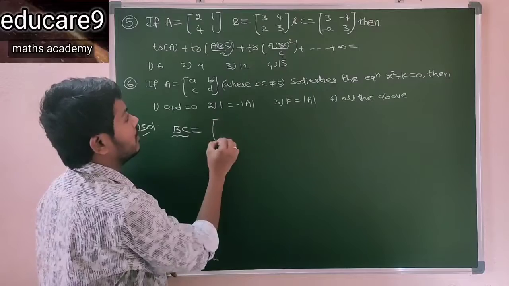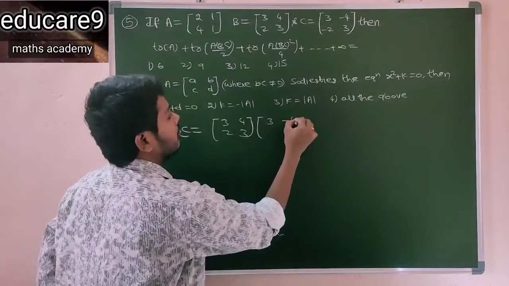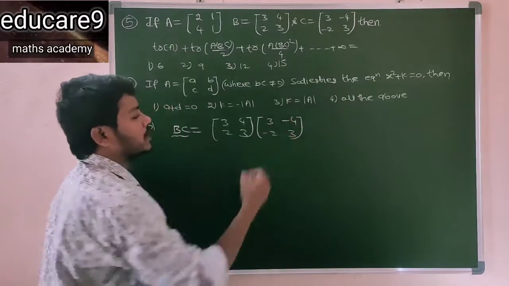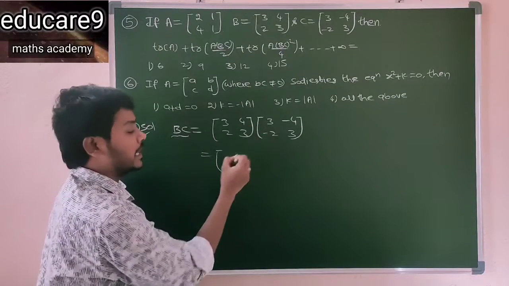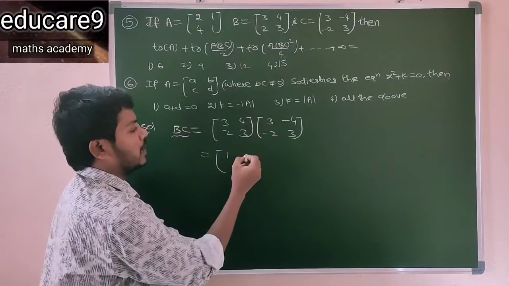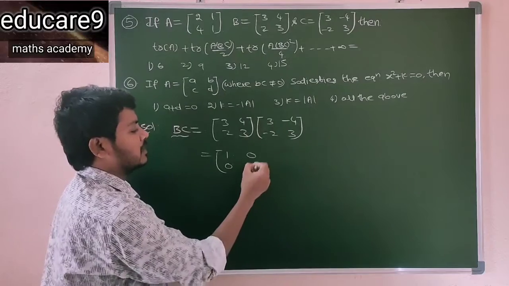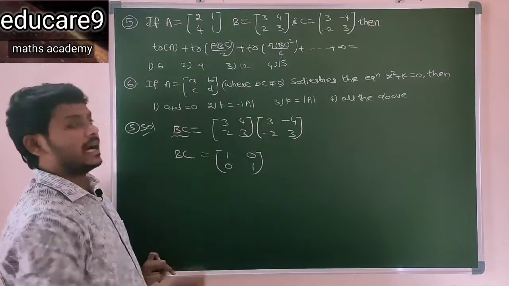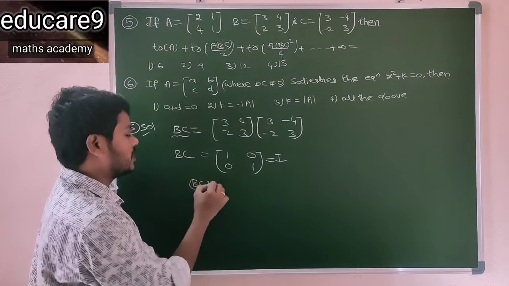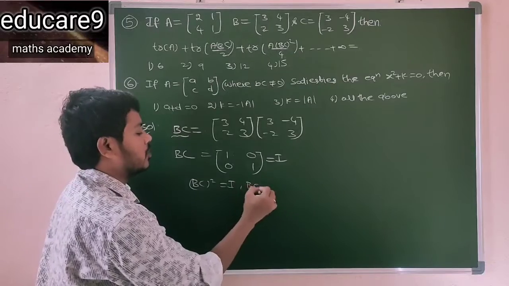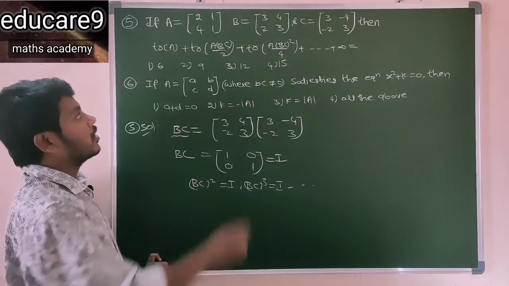So what is B? 3, 4, 2, 3. And what is matrix C? 3, minus 4, minus 2, 3. So multiplying these two matrices, what you get? 9 minus 8, 1. Here minus 12 plus 12, 0. Next 6 minus 6, 0. Minus 8 plus 9. So you will get BC as the identity matrix. So therefore BC square is I and BC cube is I and so on.